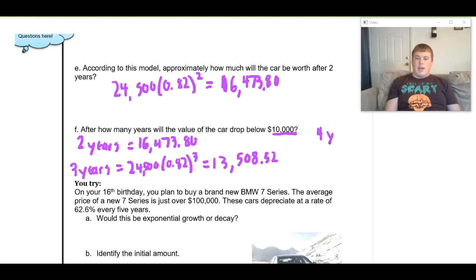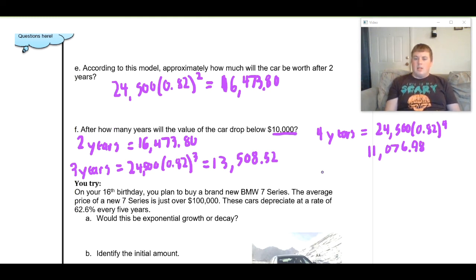So we're still not below that $10,000 mark. So that means we need to try again. Let's try 4 years. If we plug in for 4 years, we're going to do 24,500 times 0.82 raised to the 4th power this time. And that is going to give me $11,076.98. So we're getting closer.